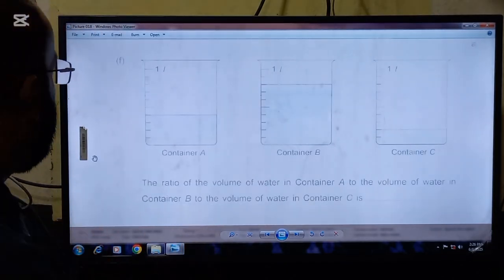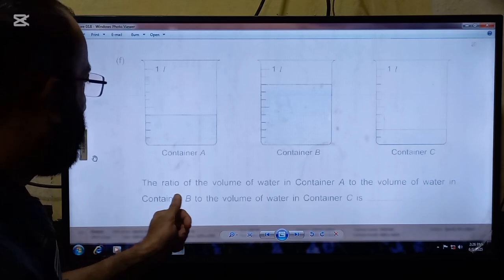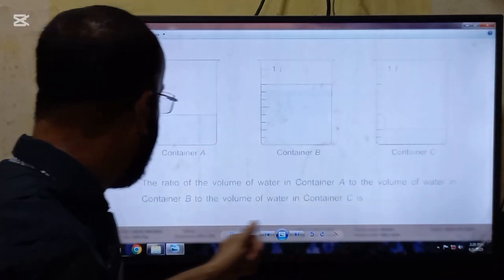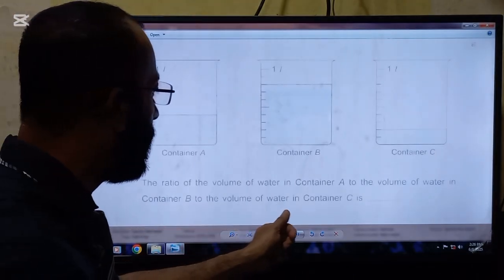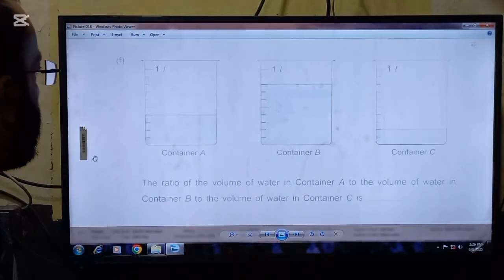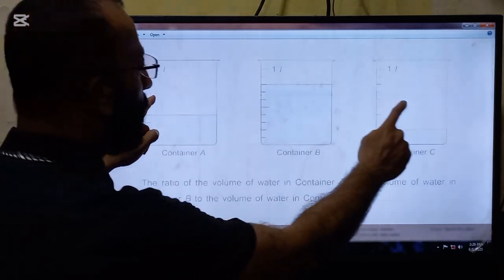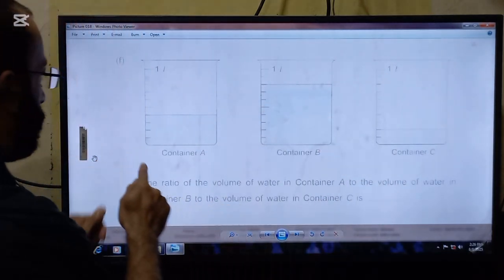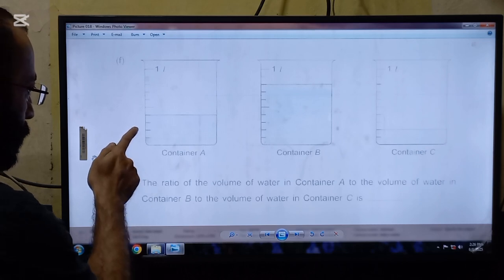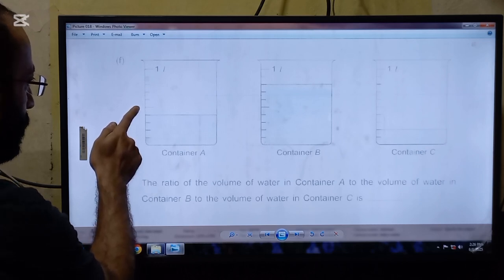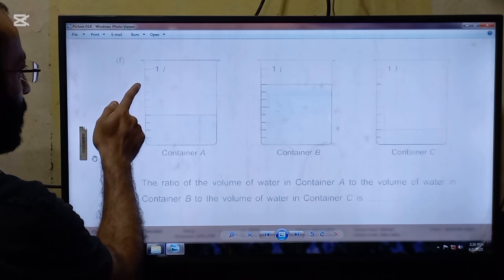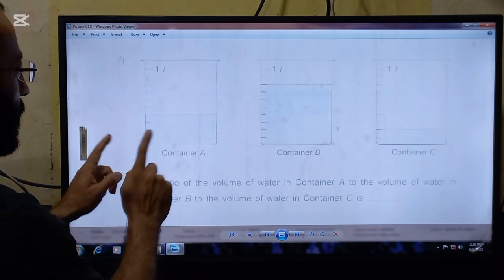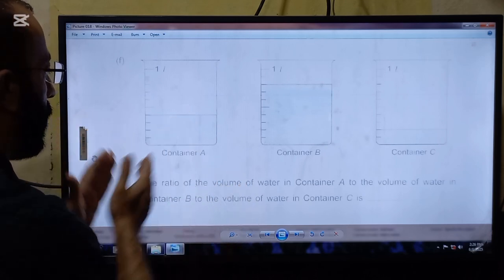Here is another question. The ratio of the volume of the water in container A to the volume of the water in container B to the volume of the water in container C is the requirement. So look now, all three containers have a capacity of 1 liter. So this will be 0.1, 0.2, 0.3, 0.4, 0.5, 0.6, 0.7, 0.8, 0.9, and 1. So it means each sign represents 0.1 liters of water.